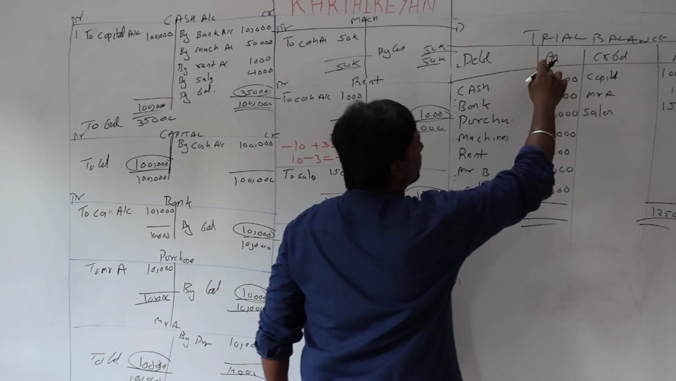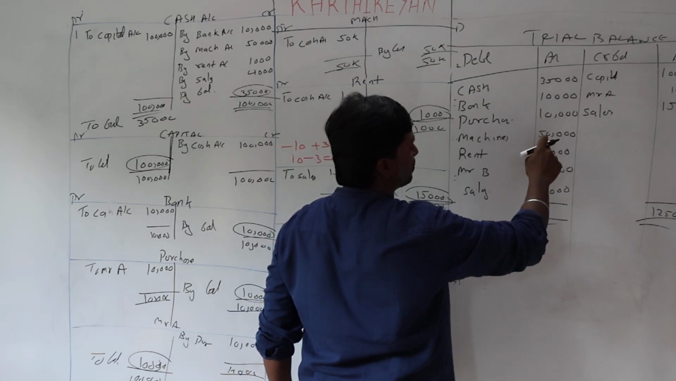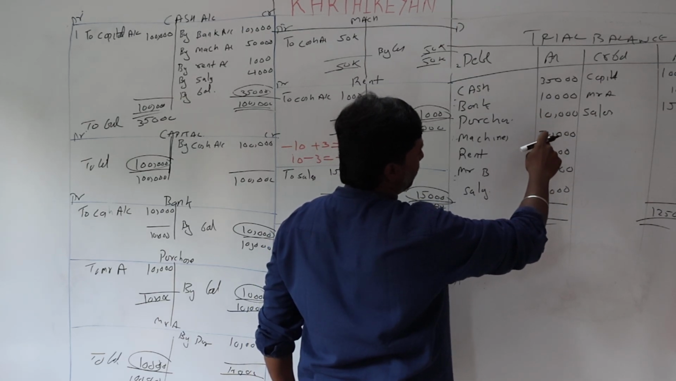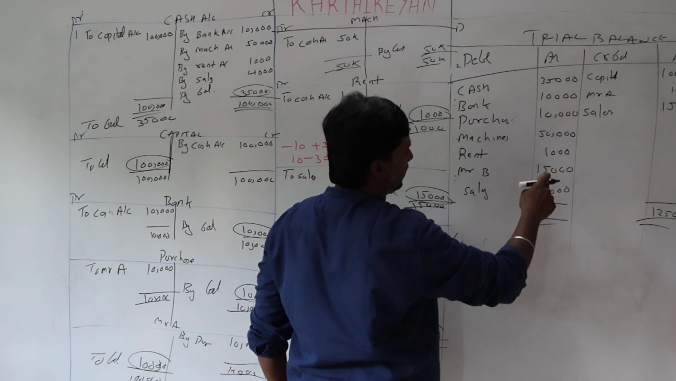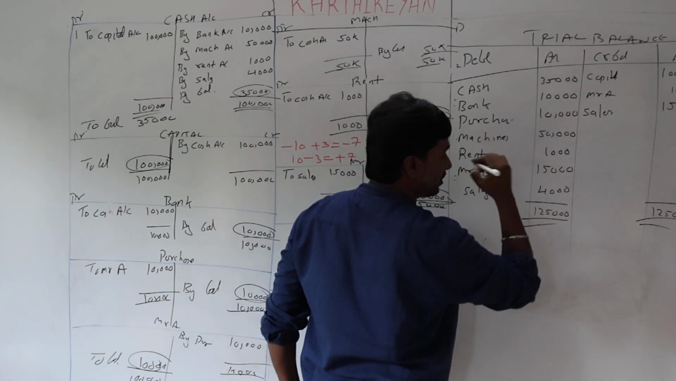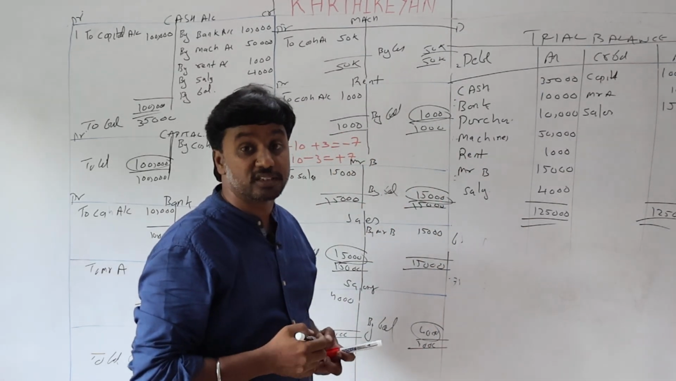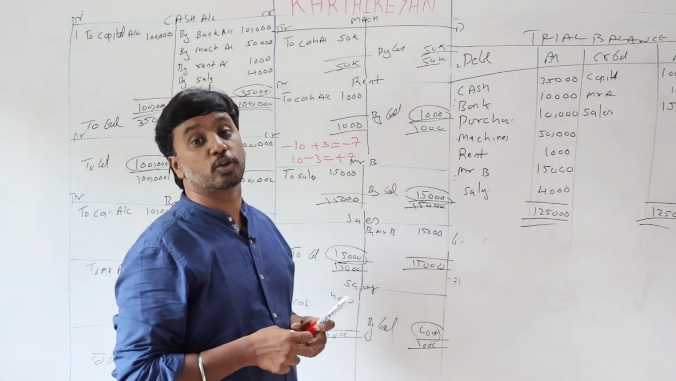1,25,000. 35 plus 10 is 45, 45 plus 10 is 55, 55 plus 50 is 1,05,000, then 1,06,000, 1,10,000, 1,00,000. That should always remain the same. The total of the trial balance should get tallied.